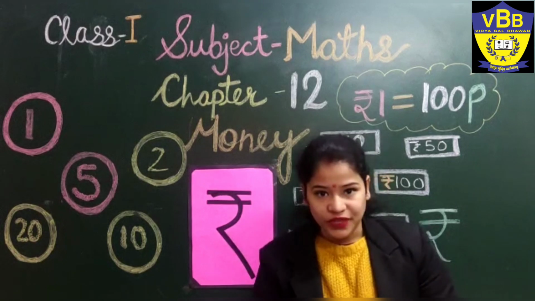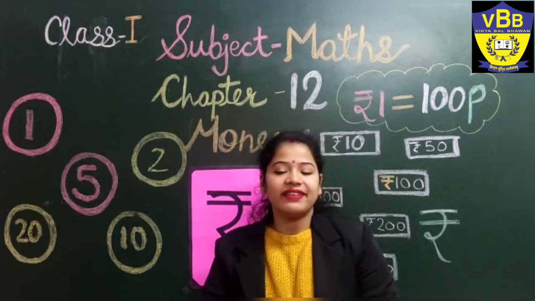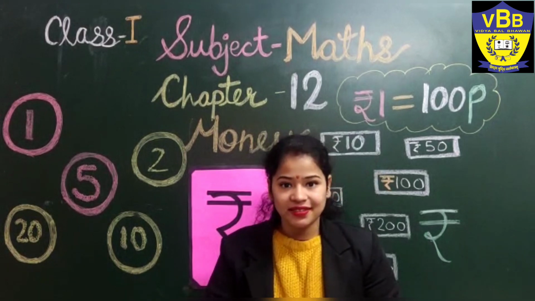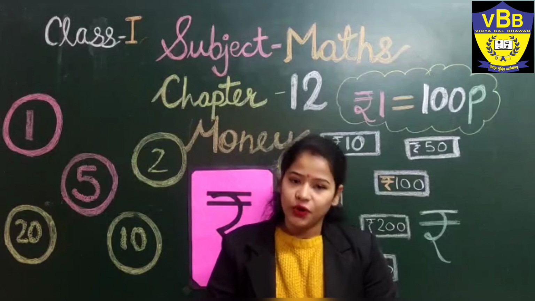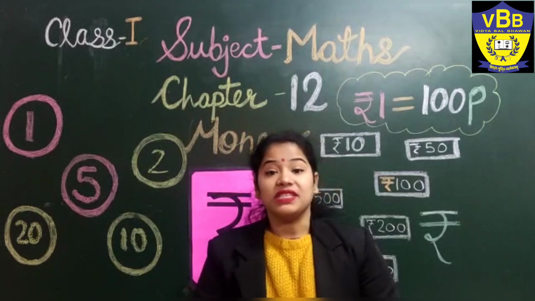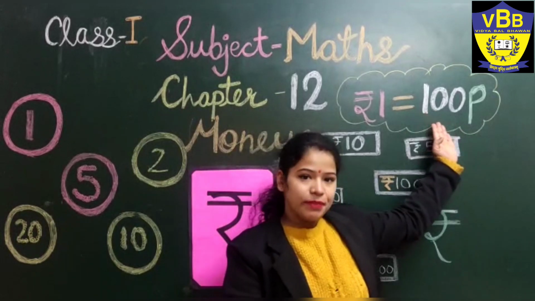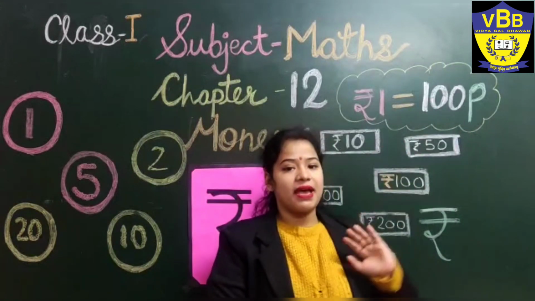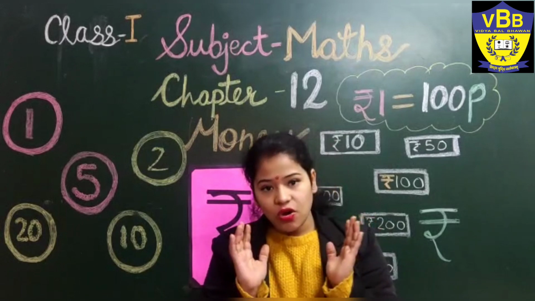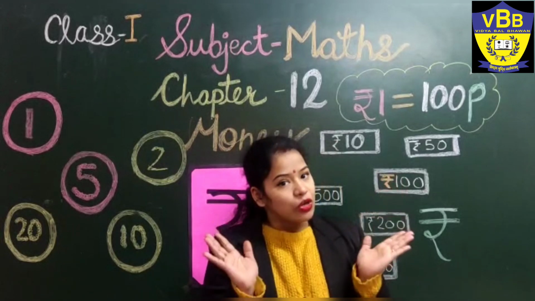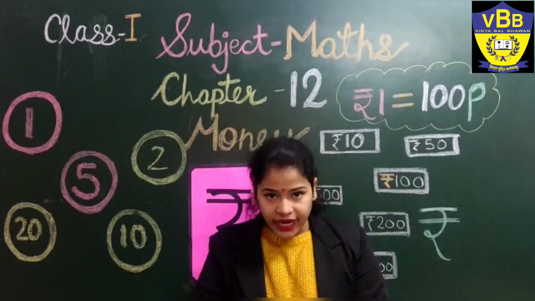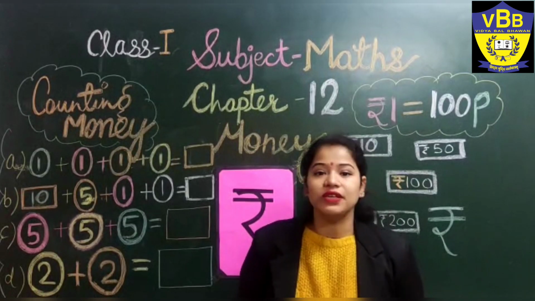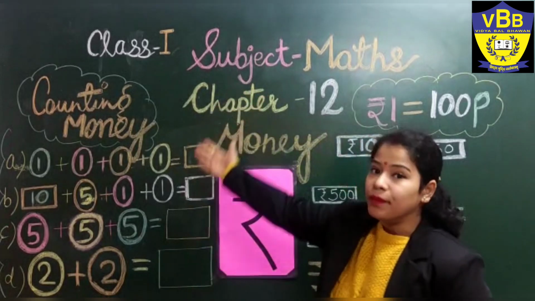Students, do you know how many paise are there in 1 rupee? Anyone knows that? No one knows? Okay, let me tell you. Rupees 1 is equal to 100 paise. So it means there are 100 paise in 1 rupee. So 100 paise is equal to 1 rupee. Got it? So class, now we are going to learn how to count money.